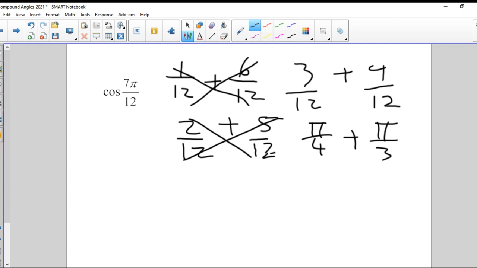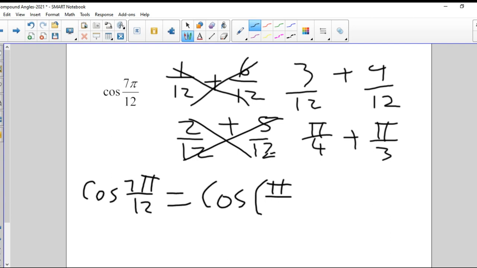So I'm going to go ahead now, and I'm going to say that the cosine of 7 pi over 12 is the same thing as the cosine of pi over 4 plus pi over 3. Let's see if we can tidy that up. Plus pi over 3. That's equivalent. These two things, they're both the same, right? 7 pi over 12 is pi over 4 plus pi over 3.